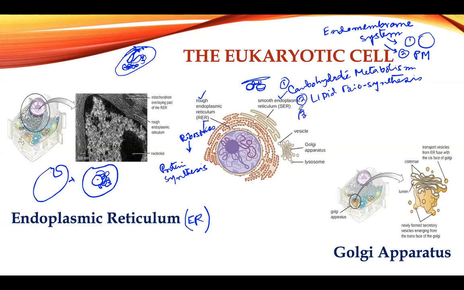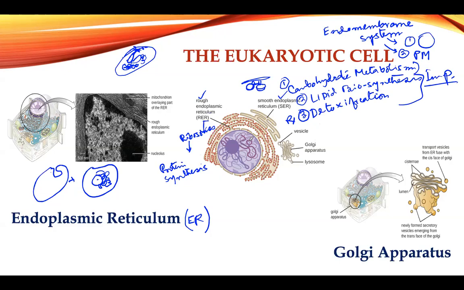Number three, very, very important function, that is detoxification. Okay, so any toxic product is going to be detoxified by this smooth endoplasmic reticulum. So this smooth endoplasmic reticulum is very, very important. So make sure you memorize the difference between the smooth and rough endoplasmic reticulum and their function.